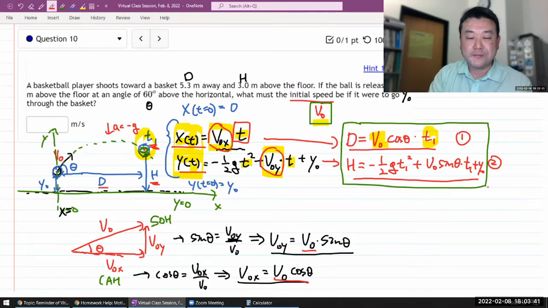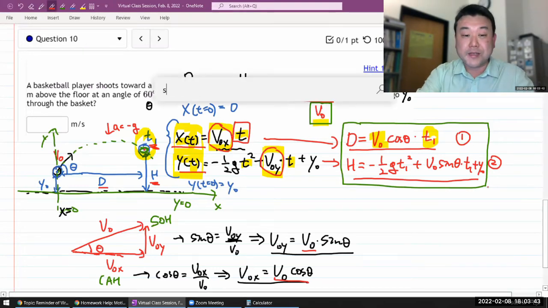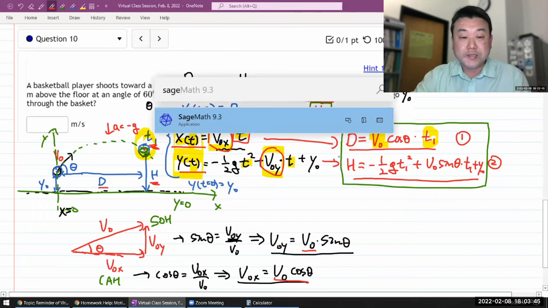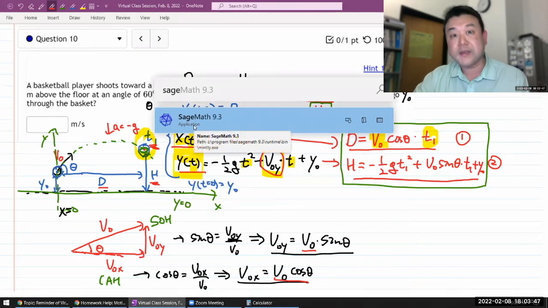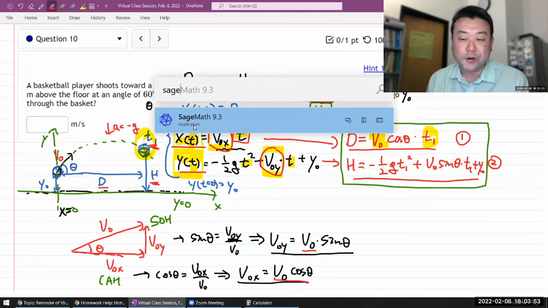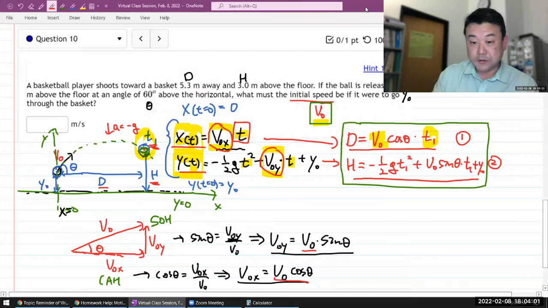I'll leave it for some later time because at some point I do want to demonstrate Sage Math, which is a free and quite useful computer algebra system that can help you work through very complicated, tedious math. But let me leave that for another time and just do this by hand for now.